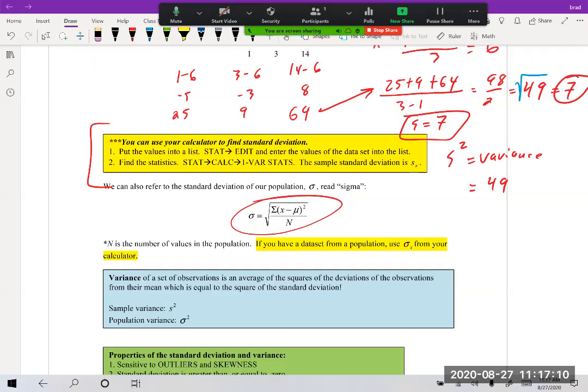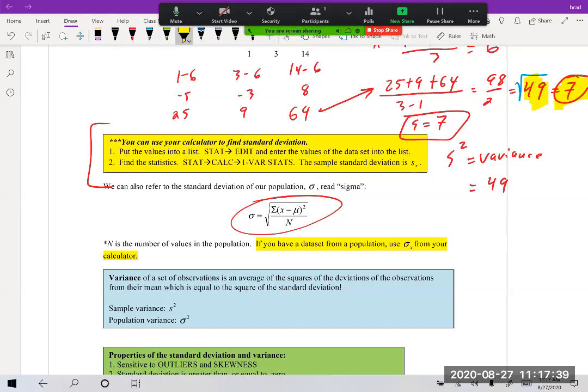Now, the reason some books focus on variance first is that, although I personally feel standard deviation is more important, in order to get to the standard deviation in the formula, you have to find the variance first. Notice we had 49 before we had 7, right? So this 49 would have been the variance, and then we ended up getting the standard deviation, which was 7. So a lot of books focus on variance first because in order to get to the standard deviation, you have to find the variance.